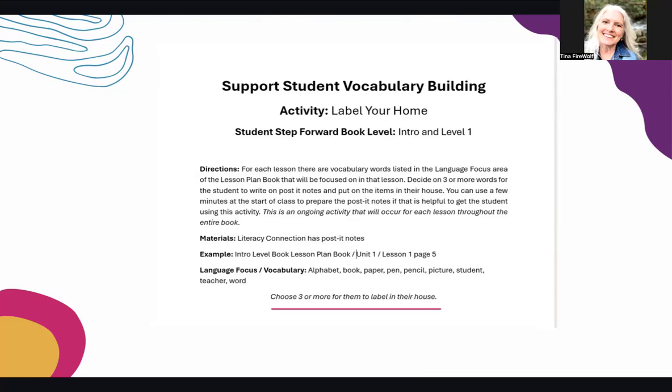So this is called Label Your Home, and the way you find the vocabulary words is from your lesson plan. Okay, so here's some directions up here. Like I said, everybody is getting this exact sheet from the Tutor Toolbox. So if you didn't come to it, just let me know you want the Label Your Home set of directions, okay? And I'll give this to you.